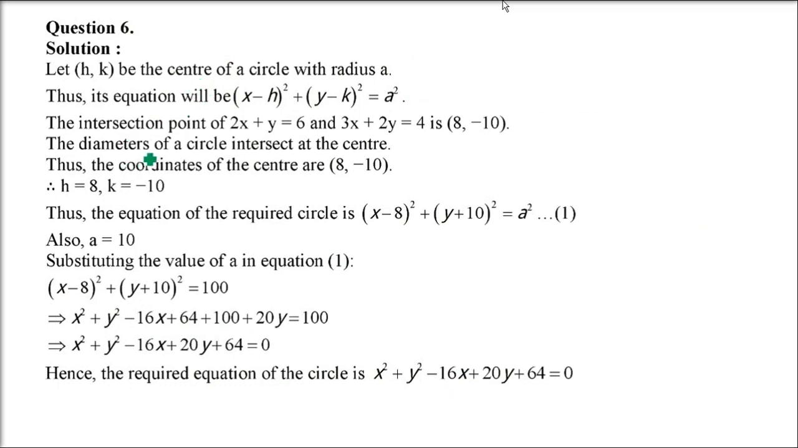The next is, if the equation of two diameters of a circle are 2x plus y equals 6 and 3x plus 2y equals 4 and the radius is 10, find the equation of the circle. So when we have a circle, if you take one diameter and another diameter, whenever they intersect, that is the center of that circle. So first we have to take these two equations, 2x plus y equals 6 and 3x plus 2y equals 4. Take these two equations and try to find out the intersection point. That will be h and k.